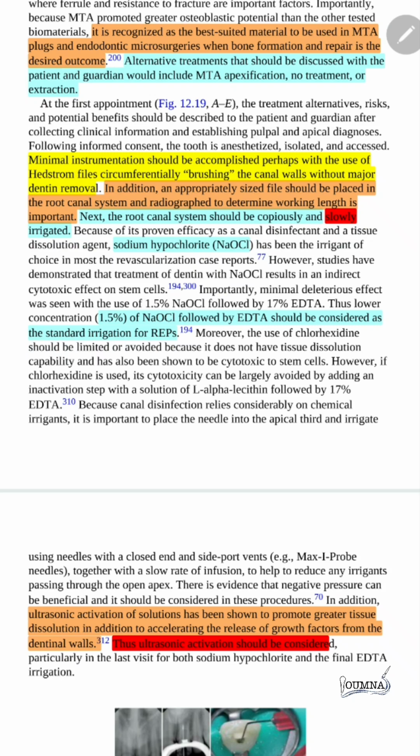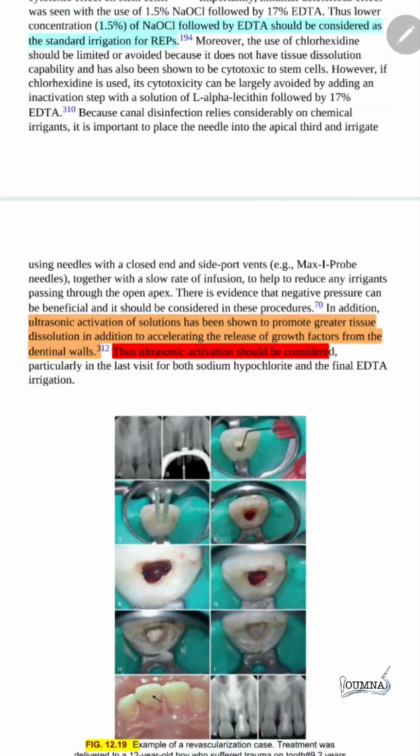Also, the hypochlorite, especially when it is 5% in concentration, must not be the final irrigation before we do the bleeding, because this high concentration affects the membrane of the stem cells that will be present in the root, and will decrease the regeneration and the apexogenesis, the procedure as a whole.